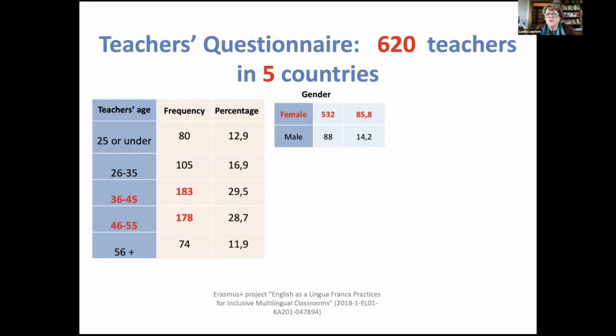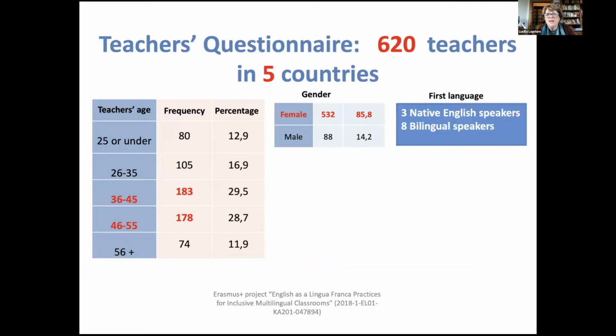And in terms of gender, surprise, surprise, we had 532 female teachers and 88 male teachers, but this is representative of most of the countries. The first language of these 620 teachers was the language of the country they worked in, and there were only 3 native English speakers and 8 teachers who declared to be bilingual speakers. So this is the overall picture of who constituted the sample of the teachers.